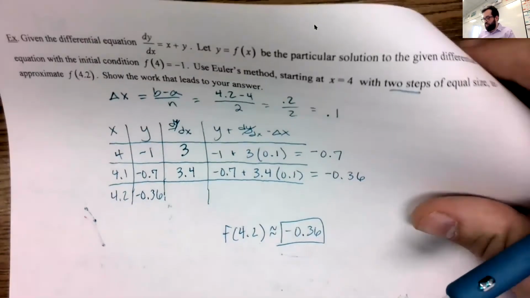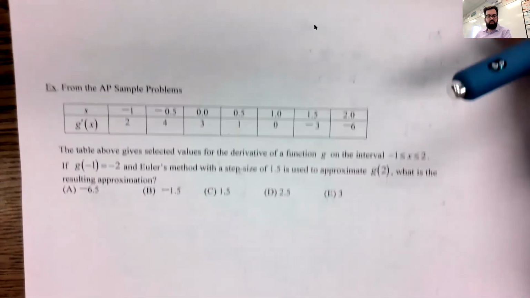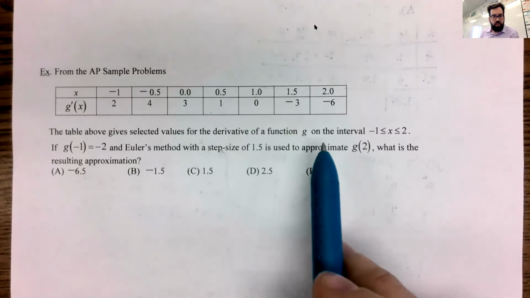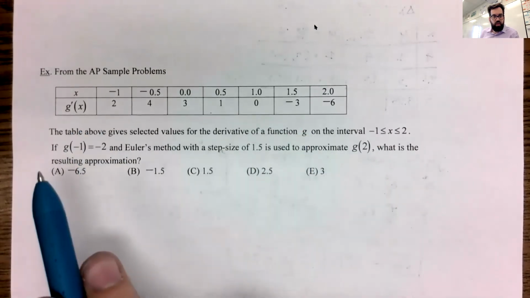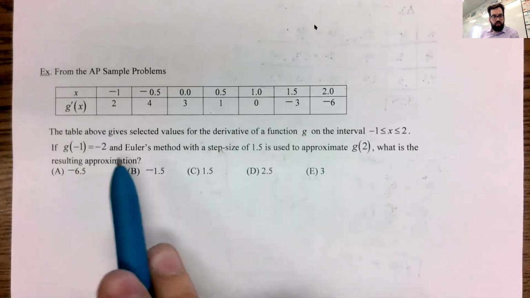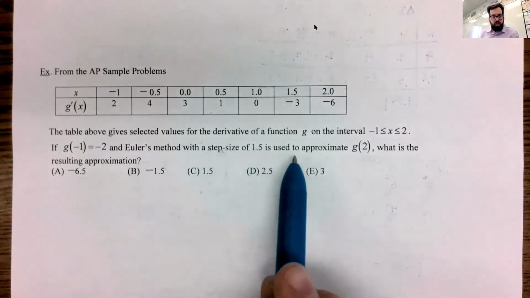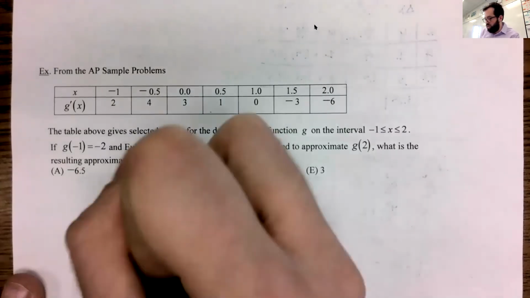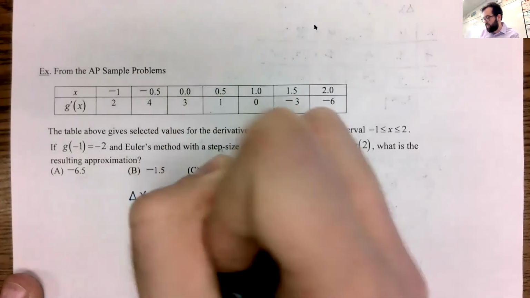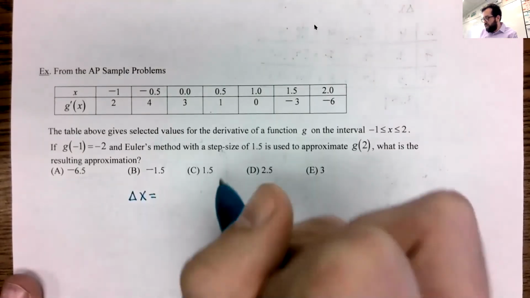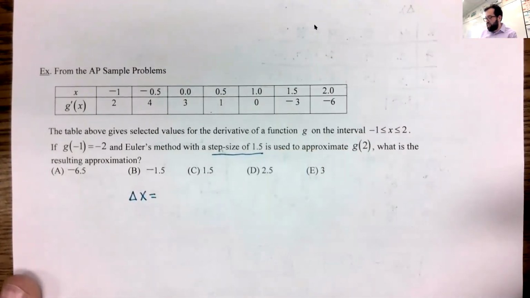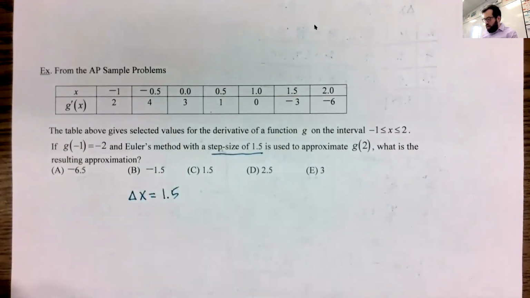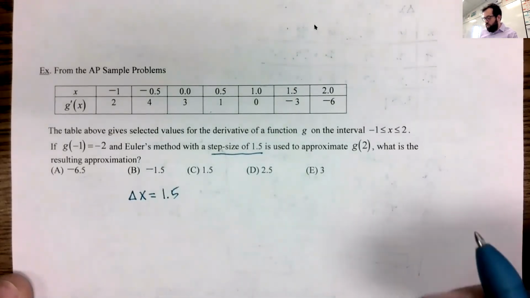Okay, last question. This time a bunch of the derivatives are given. So the table gives selected values for the derivative of a function g on the interval from -1 to 2. If g of -1 equals -2, and Euler's method with a step size of 1.5 is used to approximate g of 2, what is the resulting approximation? So we're going to start, of course, with our delta x. And it tells us already the step size. So this time the delta x is 1.5. And we're trying to get to 2. So let's see what we can do here.